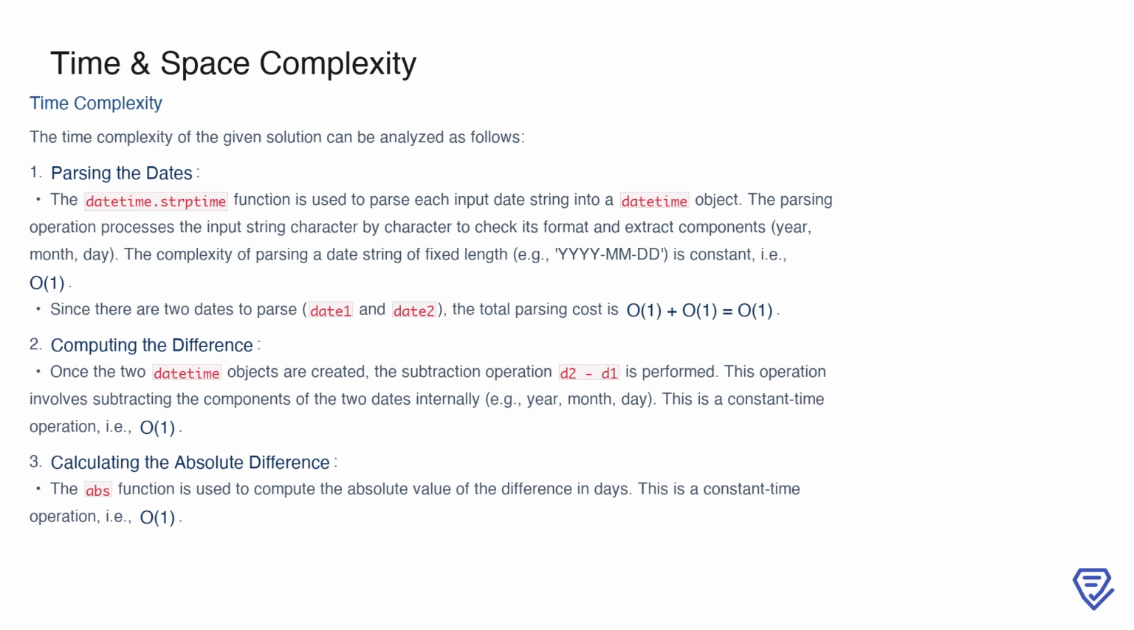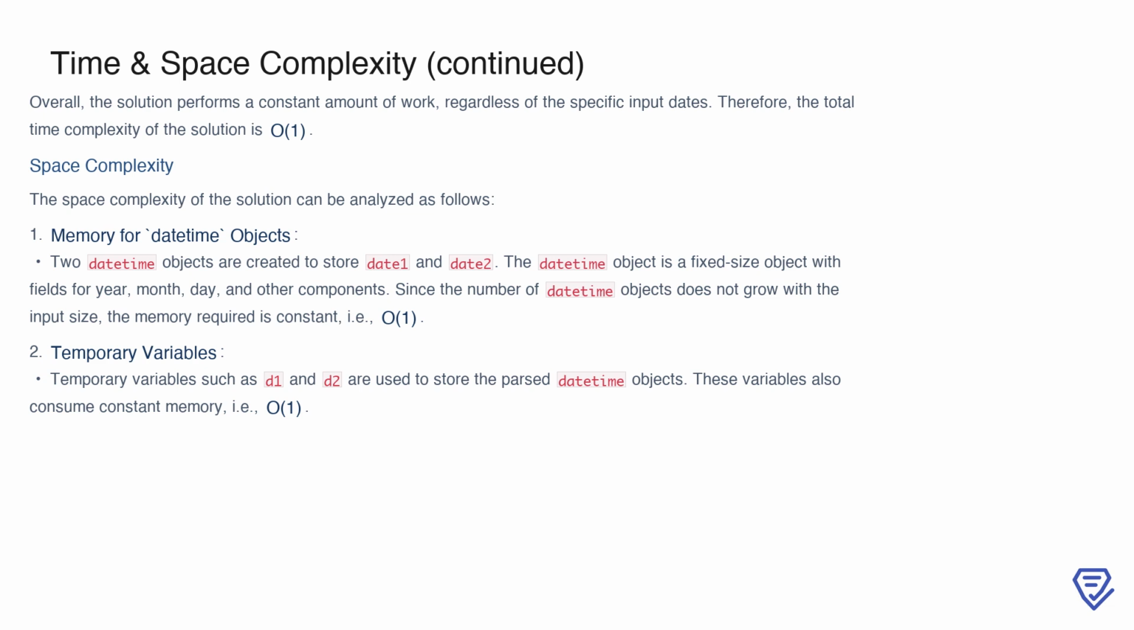Next, the subtraction operation between the two datetime objects, performed as D2 - D1, involves internal calculations to determine the difference in components like days, months, and years. This operation is also constant time, or O(1). Finally, the calculation of the absolute value of the difference using the abs function is another constant time operation. Combining these, we see that all individual steps of the algorithm are constant time operations. Now that we've broken down the individual steps, the overall time complexity of the solution is O(1), since each operation performs a fixed amount of work regardless of the specific input dates.